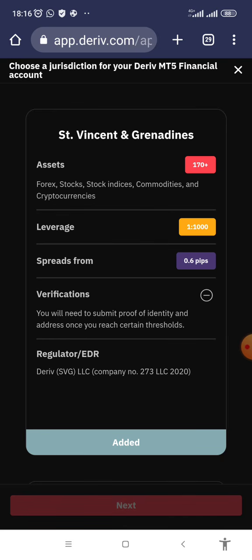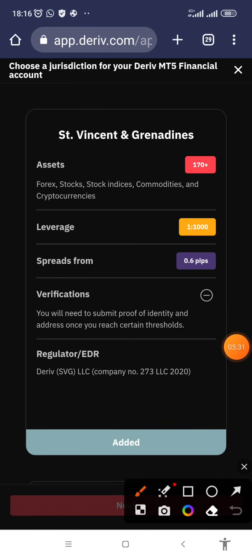So when it comes to the financial accounts, which are the Forex accounts, you can actually create 4. Now, when you look at these accounts, this is the very first account that you'll be given if you try to create an account with DERIV. At the top here, you will see they are asking you to choose a jurisdiction for your DERIV MT5 financial account. And let me also say that the DERIV broker is only accessible on MT5. They don't have servers on MT4. They have servers only on MT5.